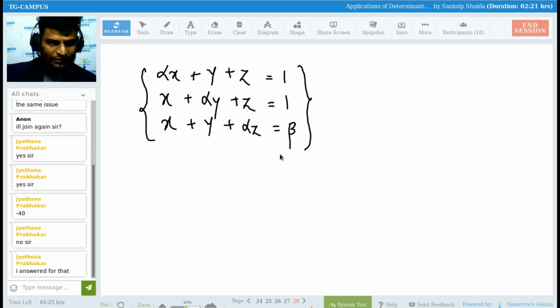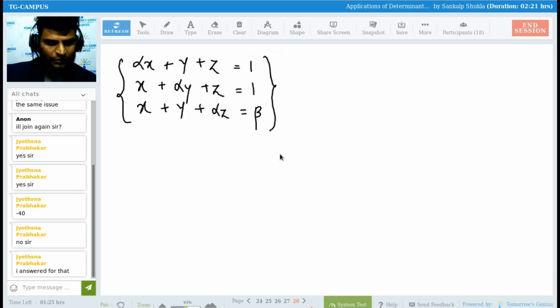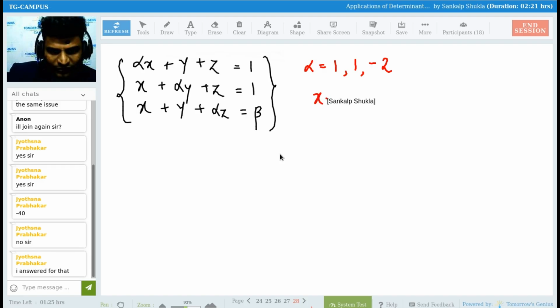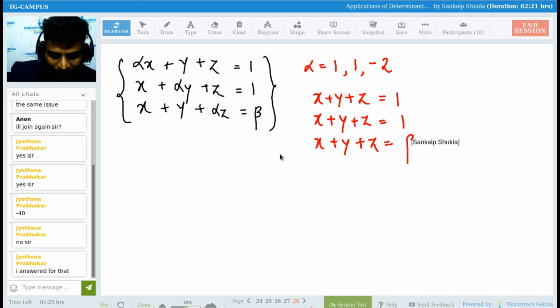Okay, so these are the equations, right? Now we have to do it very patiently. We have got the values of alpha to be 1, 1 or -2, right? These are the values. Just put the value of alpha to be 1. So this equation will become x plus y plus z is equal to 1, right or no? Again it will become x plus y plus z is equal to 1, the second equation. Yes? And then it will become x plus y plus z is equal to beta. Fine?